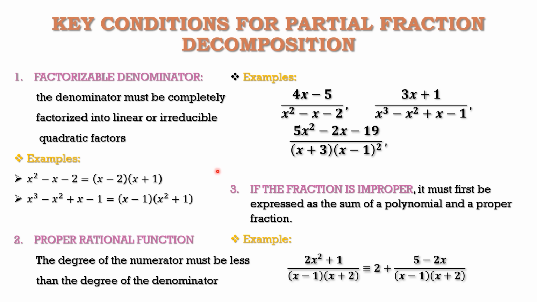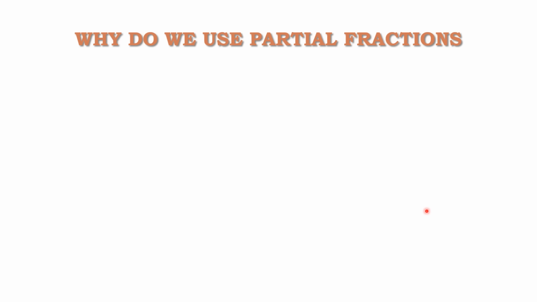So let's repeat the conditions again. One, we have to get a factorizable denominator. Second, we need to understand that we are separating a proper rational function into separate rational functions. Three, if the fraction is improper, it must be expressed as the sum of a polynomial and a proper fraction. Good. Now, why do we use partial fractions?